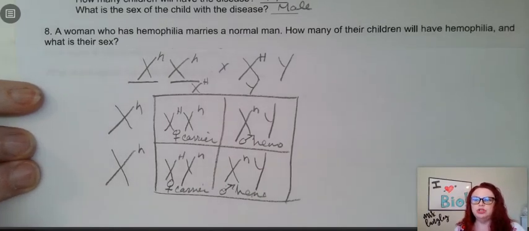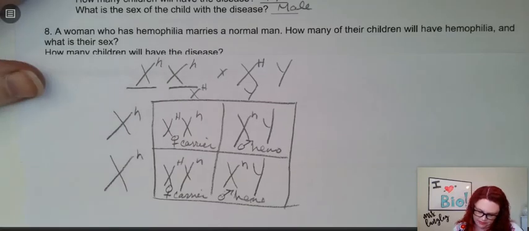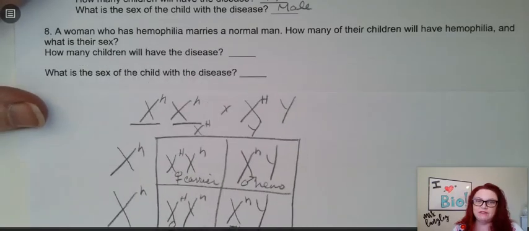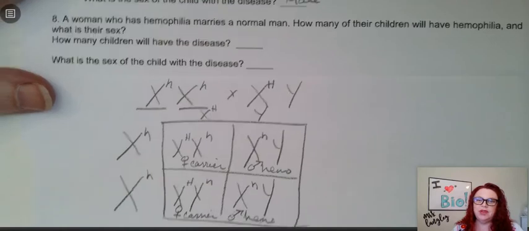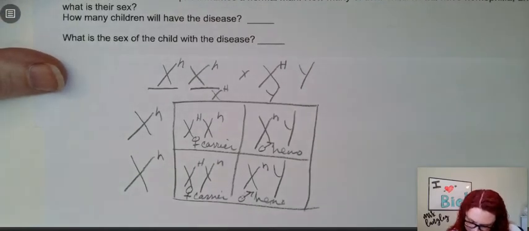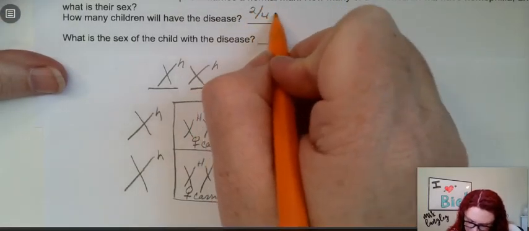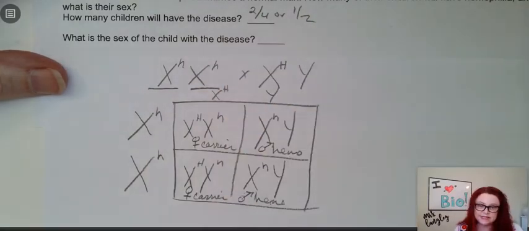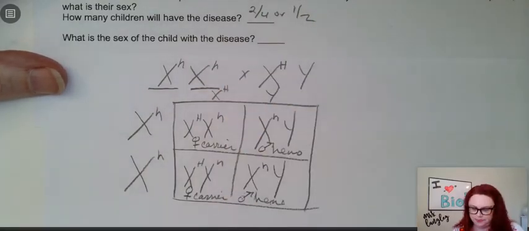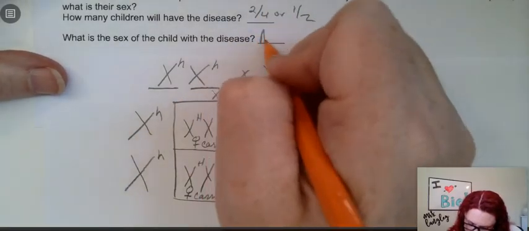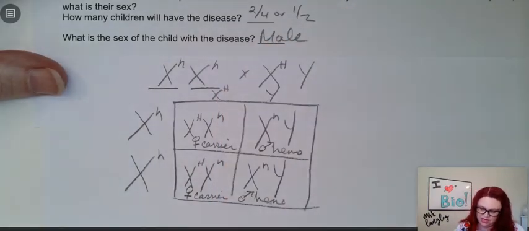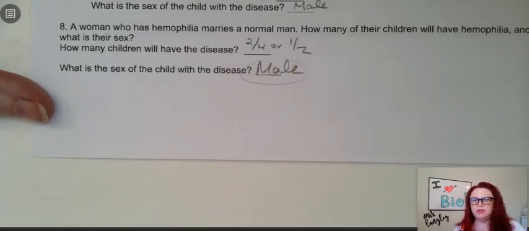How many of their children will have hemophilia, and what is the sex? So how many will have the disease? Well, that was 2 out of 4, or 1/2. What is the sex of the child with the disease? Male. Now, we see male pop up in both of these.